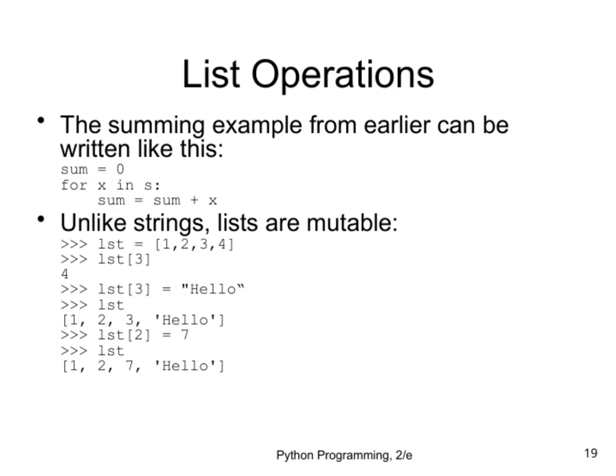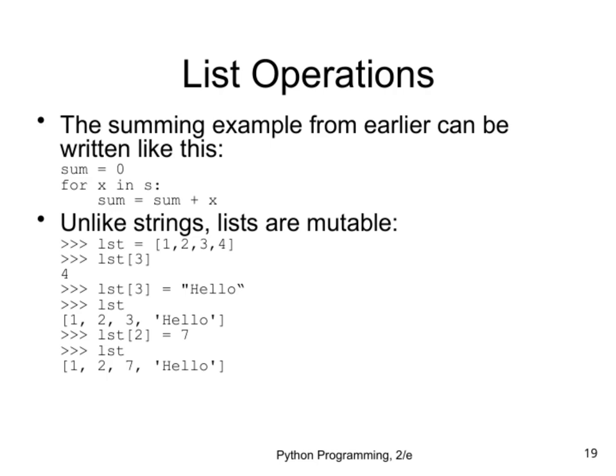Now, shifting gears a bit, I want to highlight an important difference between strings and lists in Python. Unlike strings, lists are mutable, which means we can change their contents after creation. For example, if we create a list like lst with the elements 1, 2, 3, and 4, we can access the element at index 3 and see that it's 4. But we can also change that element to something else, like hello.